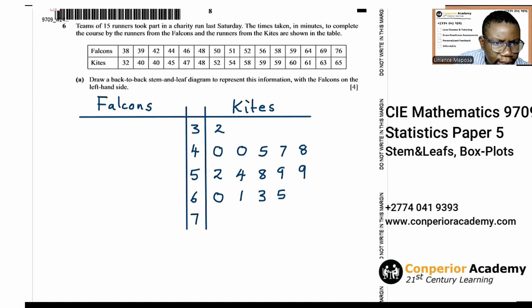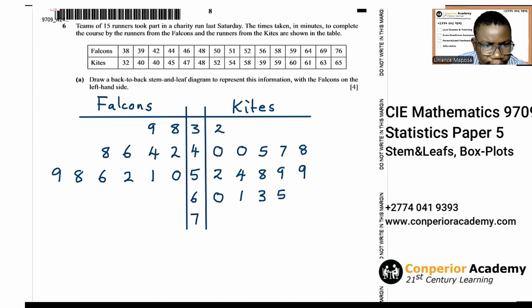Filling in the data for Falcons, I have 38 and 39. And then I go to 42, 44, 46, 48. And then I go to 50, 51, 52, 56, 58. And then I also have 59. Then I go to 60s, I have 64. I have 69. And then I have 76. So count the leaves, make sure they are 15 again. 1, 2, 3, 4, 5, 6, 7, 8, 9, 10, 11, 12, 13, 14, 15. So we have entered all our values.